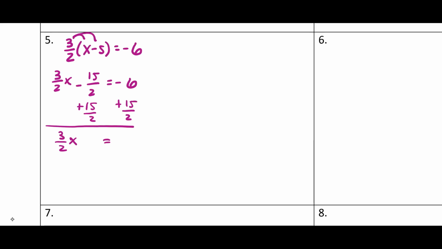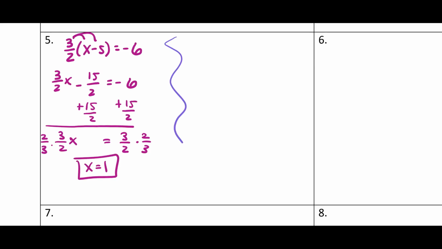So 3 halves equals, when we add those together, we get 3 halves. And then we'd multiply both sides by the reciprocal. Please don't forget this step. So x equals 1. So that would be one way to solve this equation. However, there is another way. And it might be a better way, in fact. So if we have 3/2 times x minus 5 equals -6, same problem.